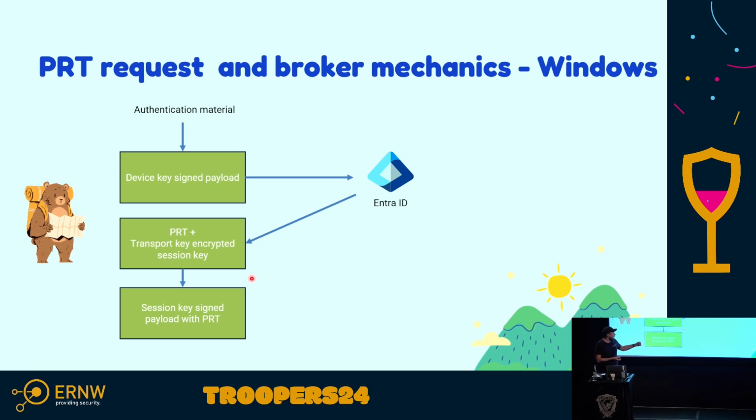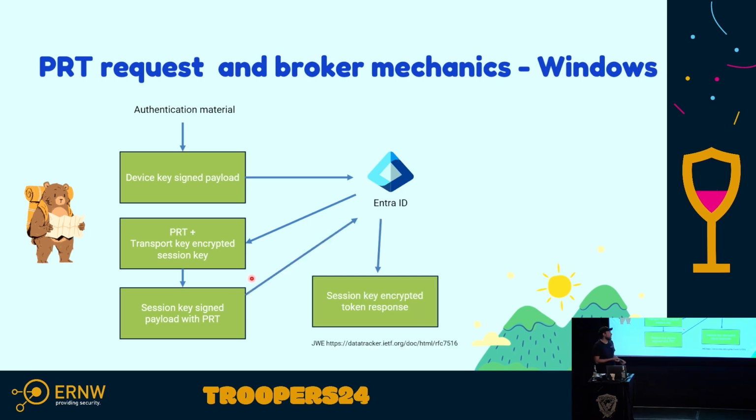When it does that, it creates a payload containing the PRT. It signs the payload with the session key. It sends that to Entra. Entra sends it back some tokens, which are again encrypted. So there's a lot of encryption involved here. But for this last part, it uses the session key with a protocol called JSON Web Encryption. There's an RFC for that, written by Michael Jones, etc. So there's a lot of different layers of encryption, and the device can decrypt these tokens and then use them. So this transport key is used during the initial step, and then the session key is also used. So this is the Windows flow.